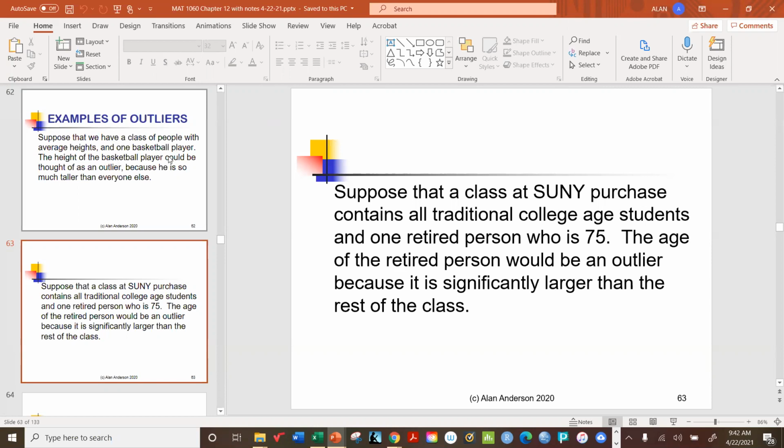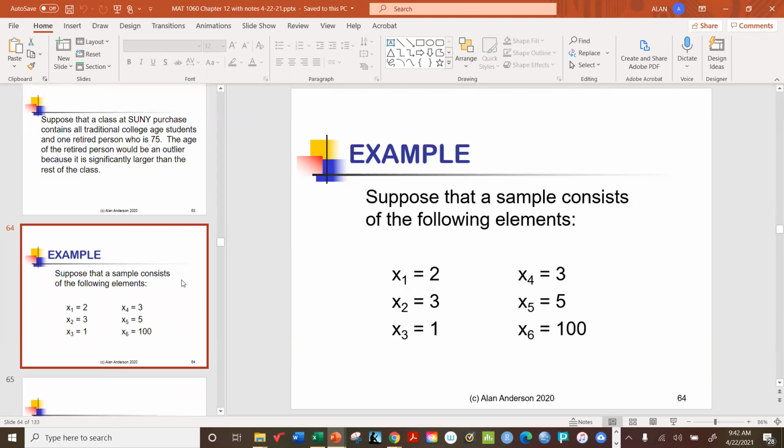Okay, now, here's a numerical example based on what we've been doing. Look at this sample. You've got 2, 3, 1, 3, 5, and all of a sudden 100. Well, I think it's pretty obvious that 100 is an outlier. So here's the issue that it represents. Why don't we do two things? We'll calculate the sample mean and the sample median, and let's see what a difference this makes.